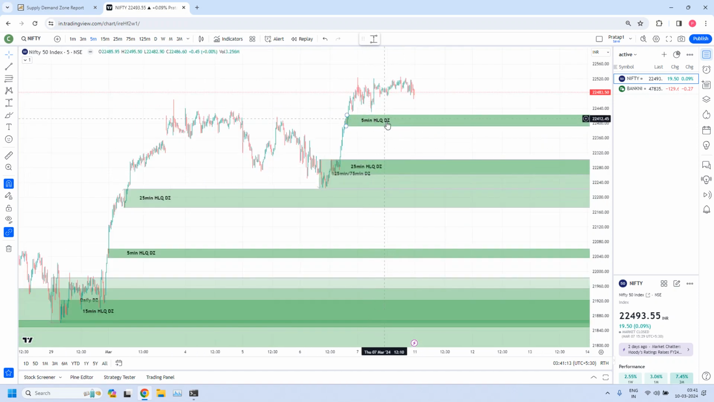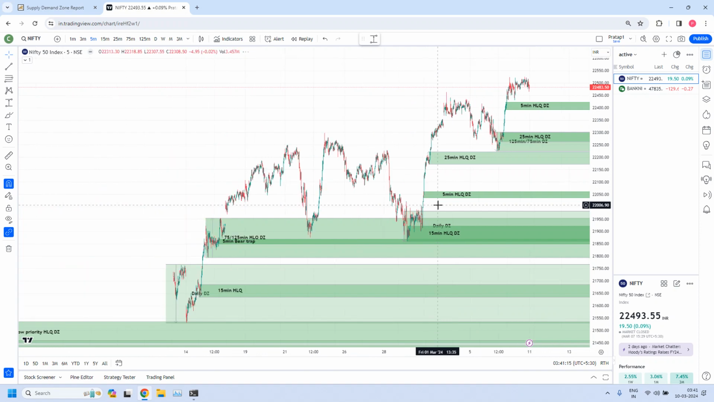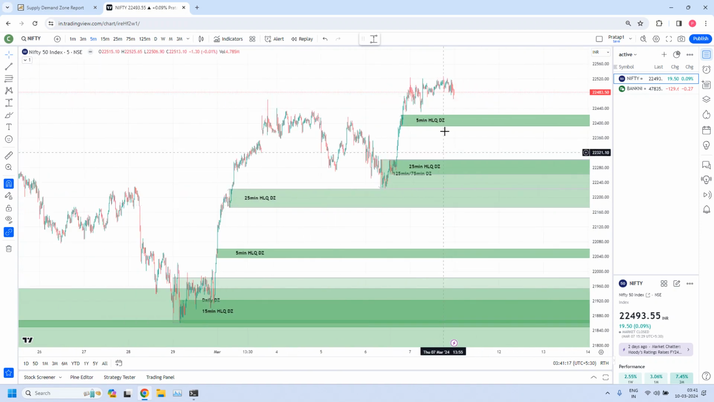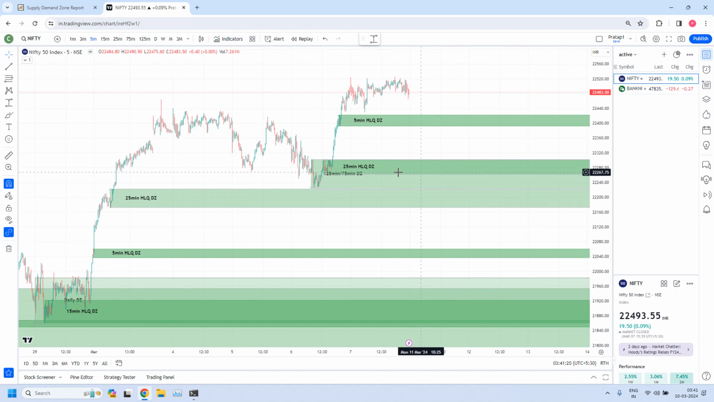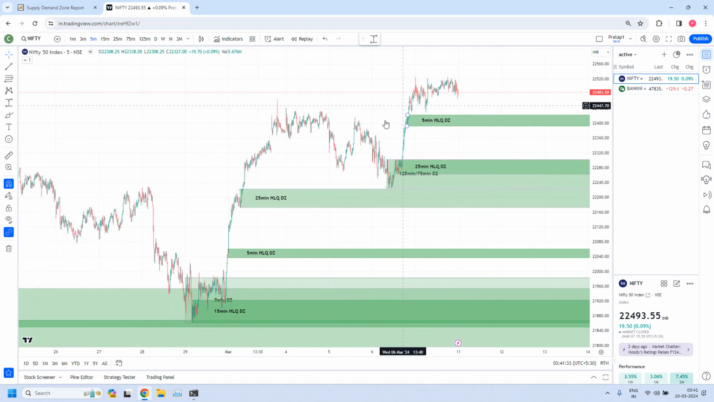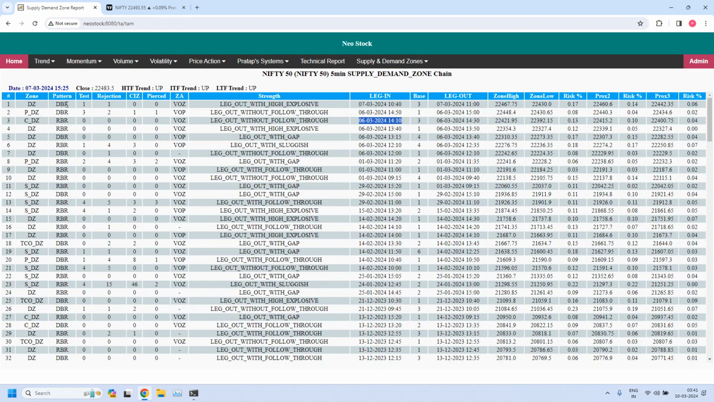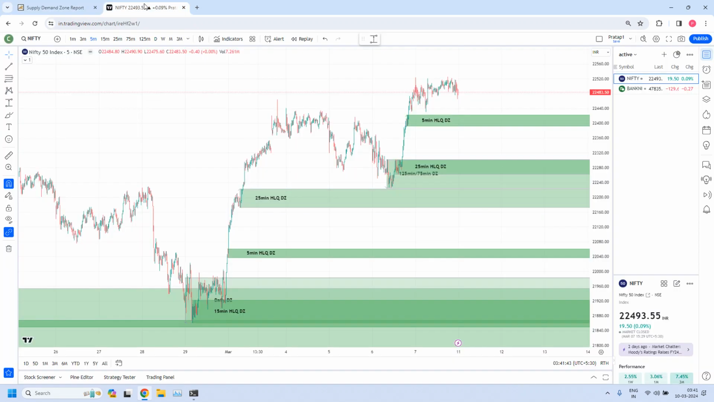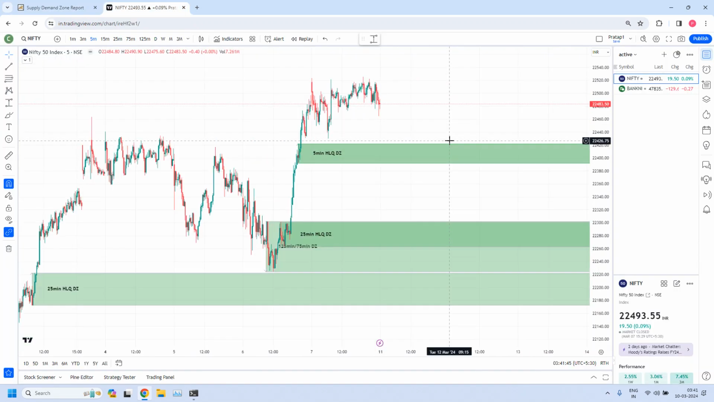So this is the first support. If this is violated, this is the next support, 25 minute zone, or this 25 minute zone. This 25 minute zone will act as a trap, bear trap. So remaining zones are normal zones, and even here no supply zones. That means at present Nifty is not having any supply zones.